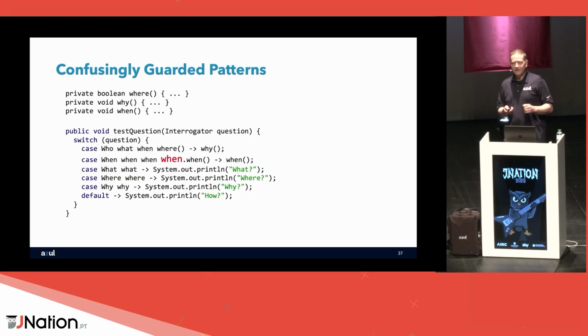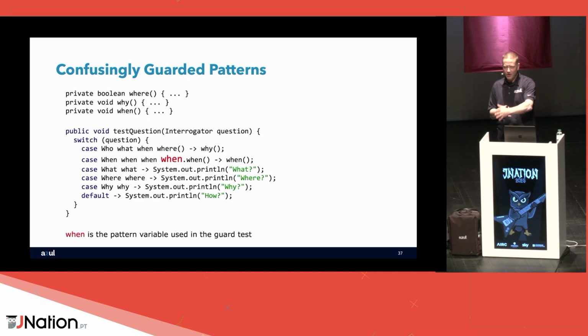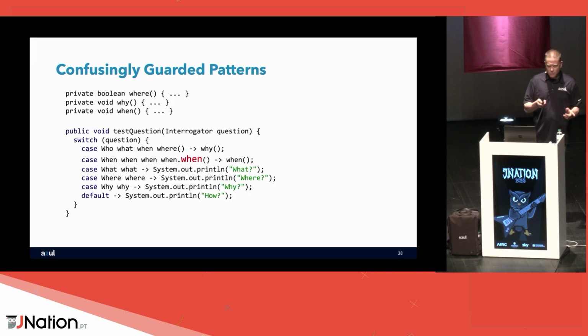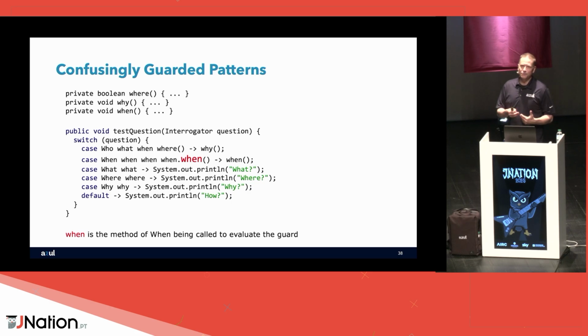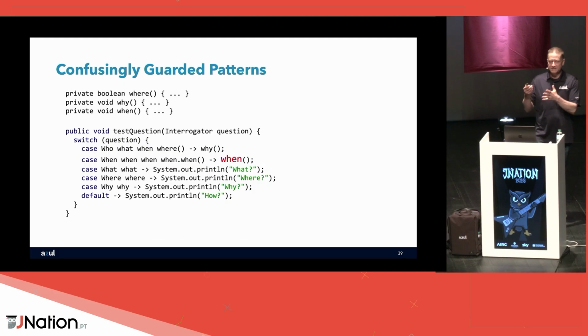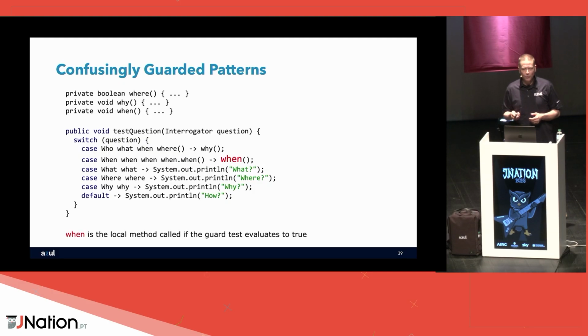The fourth when is where we say that that's the pattern variable that we're going to use on the right-hand side of the guard to evaluate whether the guard matches. And then the fifth when is the one that indicates that's the method we're going to call on that variable to determine true or false. And then if it evaluates to true, the sixth when is what's going to be called locally because the guard evaluated to true. I do not recommend programming like this.